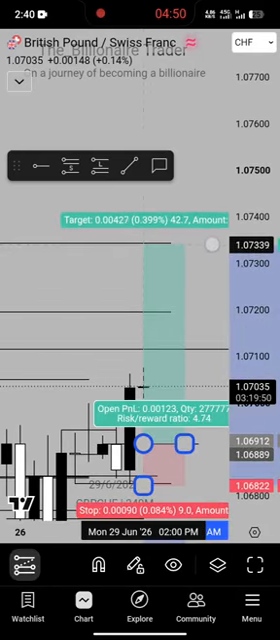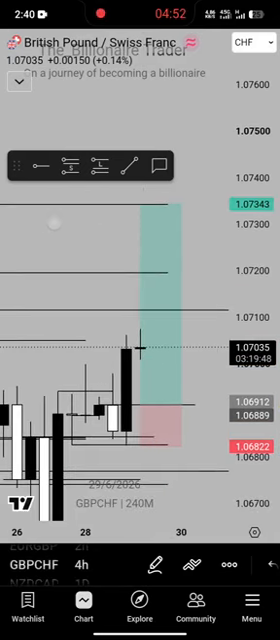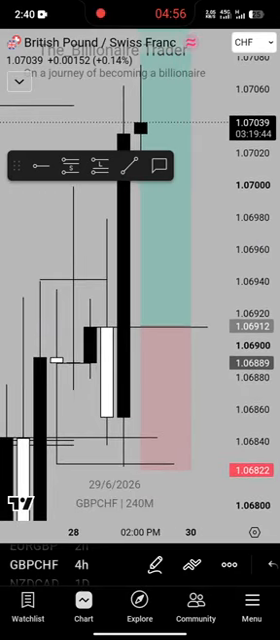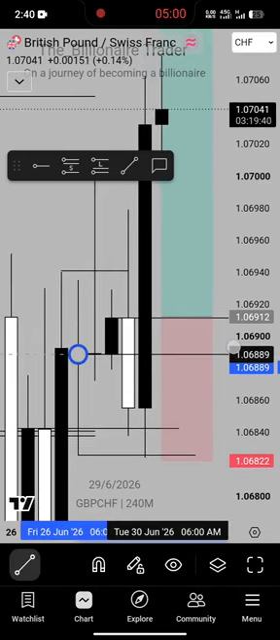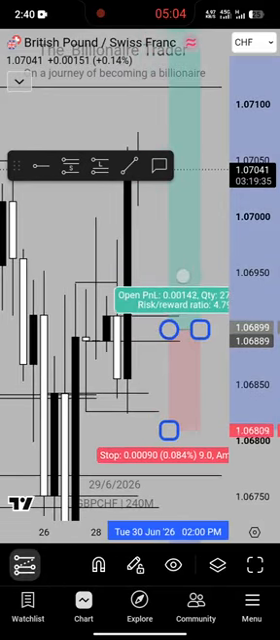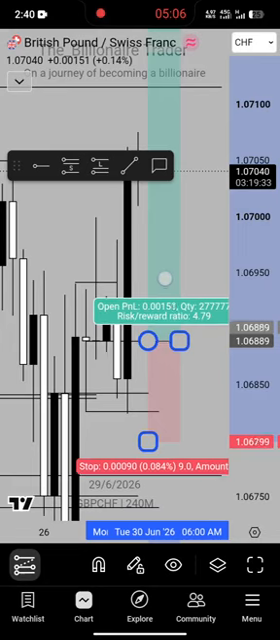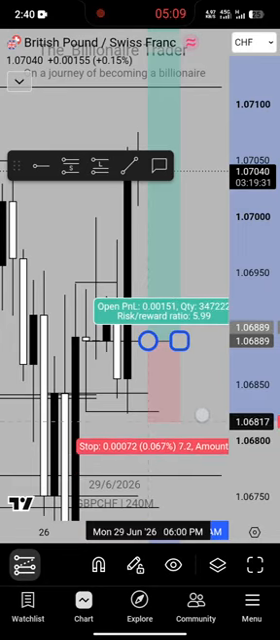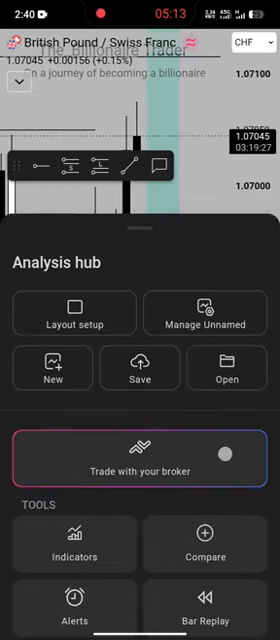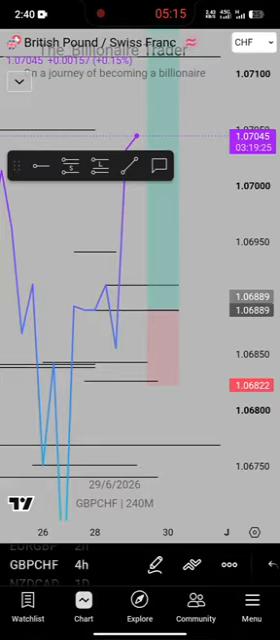You can use any entry model you want to use. For me, in this case, you can see I'm using the opposing key level that was invalidated. Another entry I normally use is this shoulder. If I use the shoulder as the entry, the SL will be below this low, this protected low. So we have that shoulder.